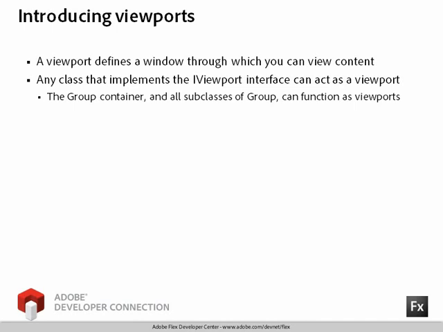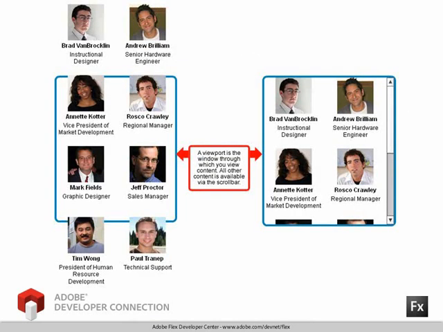The Group container and its subclasses VGroup and HGroup can function as viewports. The left side of this schematic illustrates some employee content and a possible viewport in blue for that content. The right side of the schematic shows the implemented viewport with a vertical scroll bar.